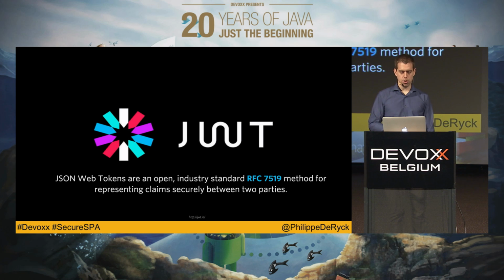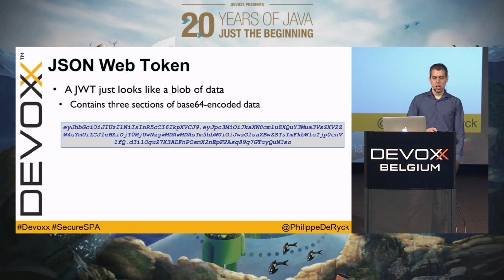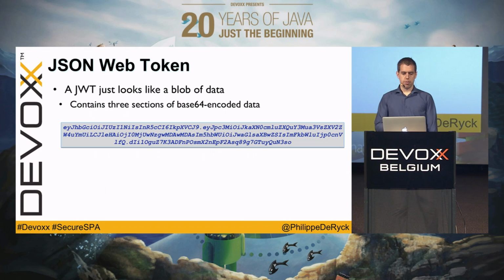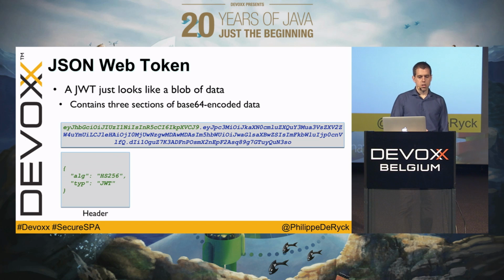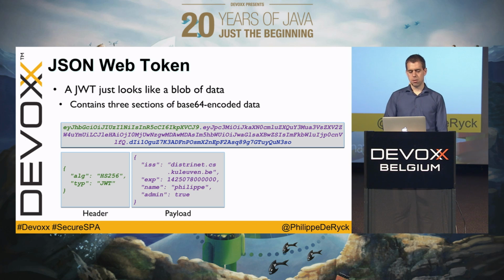So let me quickly run through how this works. It looks like a blob of data, like this big long thing. It's base64 encoded, and it contains a few different sections. First, the green one is the header. The header specifies an algorithm used for a signature and the type of token, which is in this case a JWT token. The purple part is the payload.